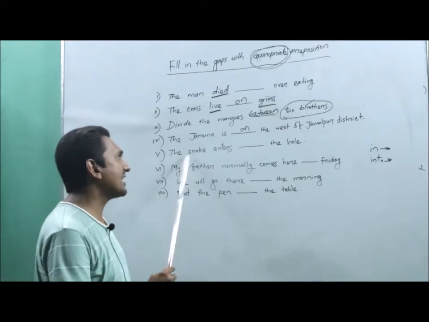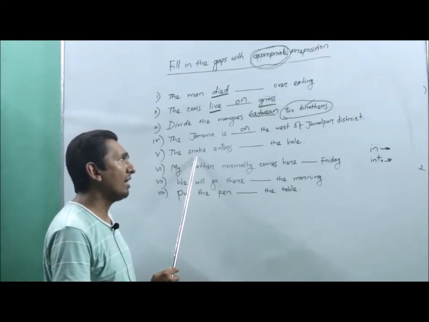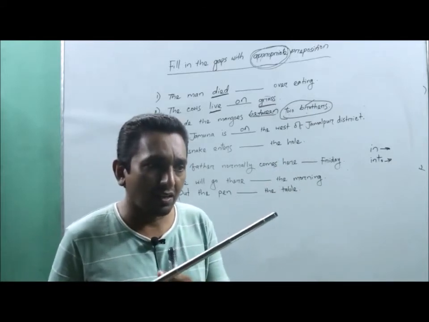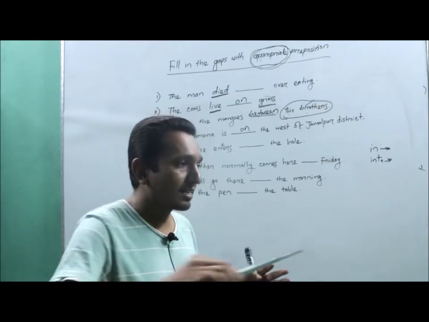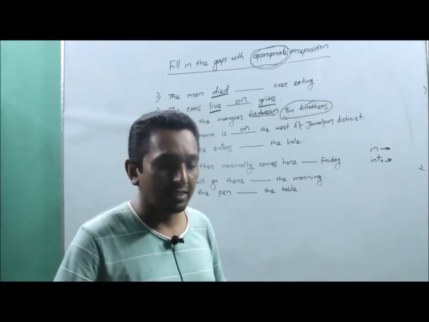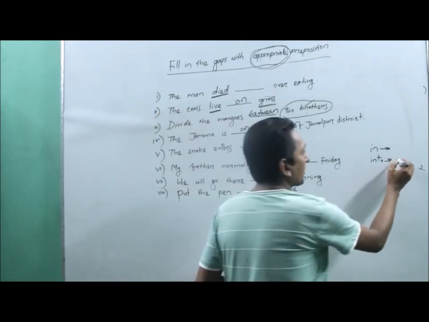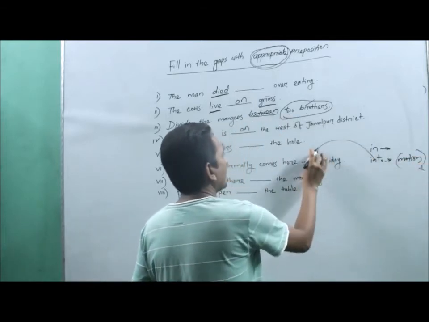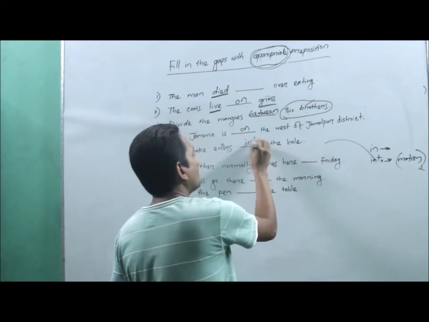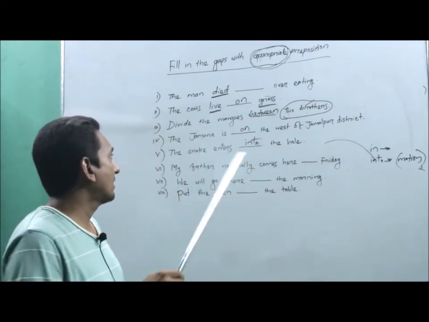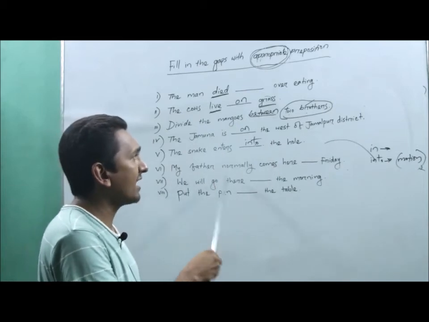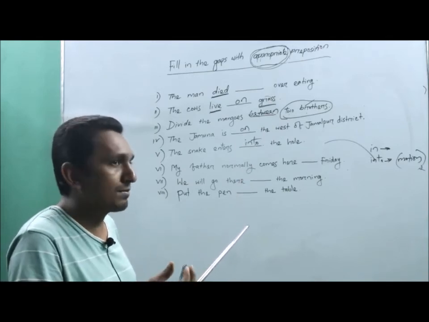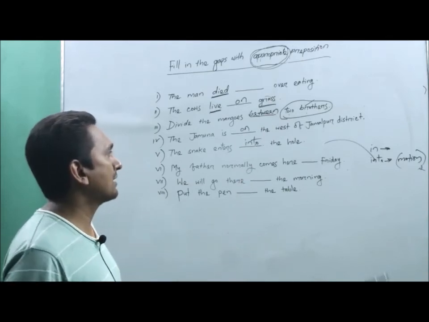The students, the snake enters the hole. When the snake enters the hole, he does not stay at one place. He just enters the hole, he just comes here and there. It is a motion. So at the time of motion, you use into. Here the word will be into, because after entering the hole, the snake does not remain at one place. It sometimes goes, sometimes comes. In this sense we use into.